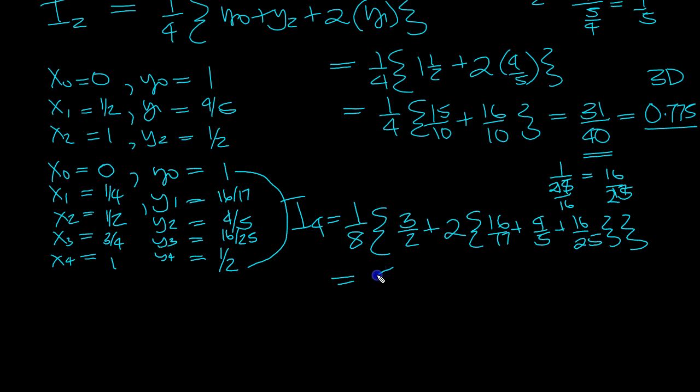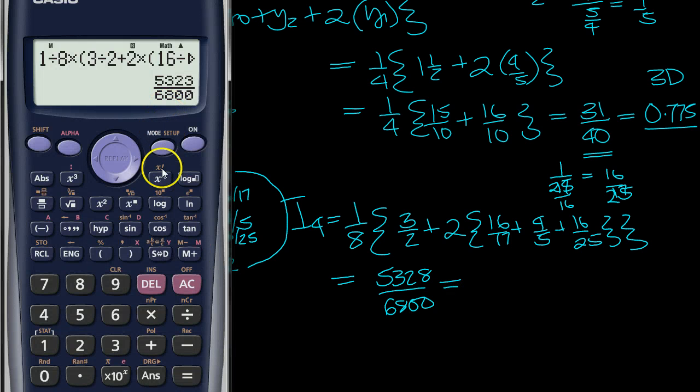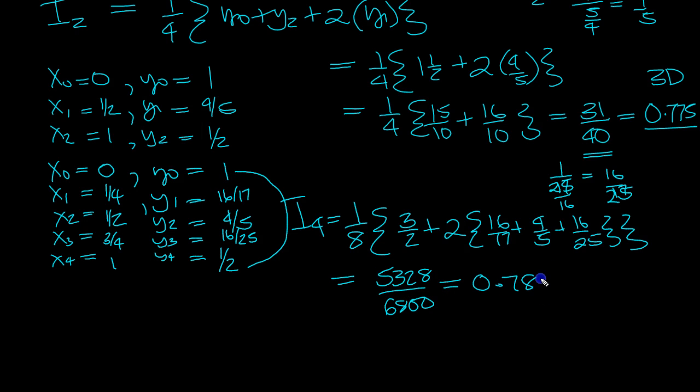5323/6800. And that's decimal 0.78, to 3dp 0.783, isn't it? Because that's a 7. 0.783, and that was to 3 decimal places. That's what we get there.